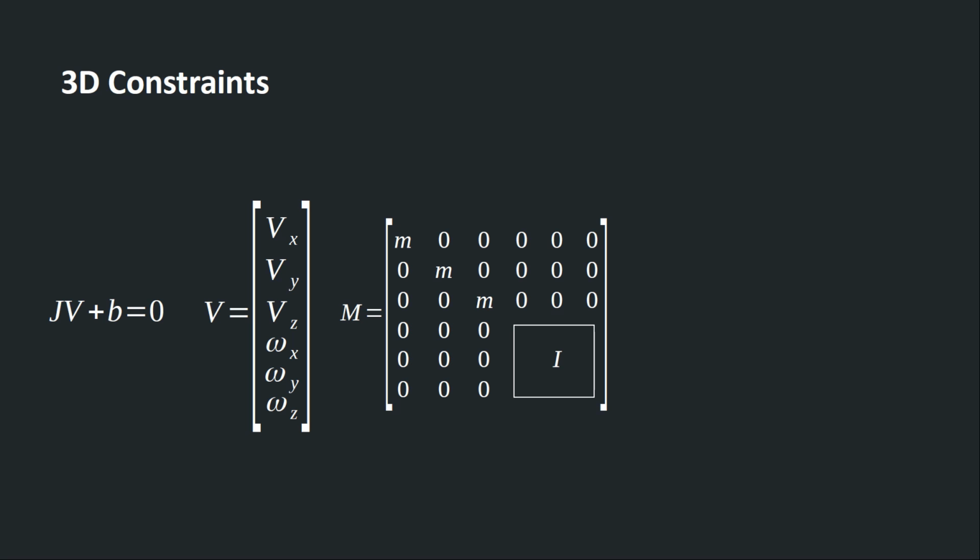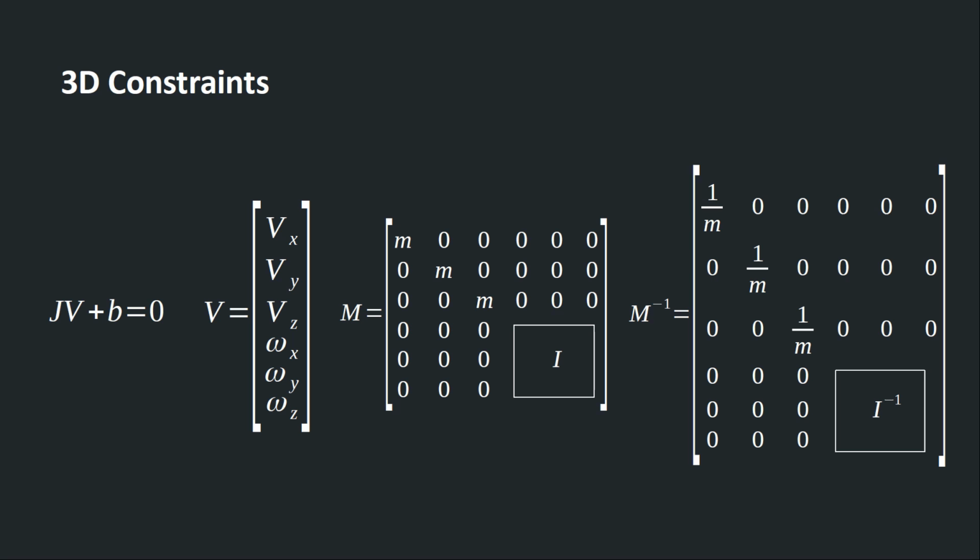And the bottom right part of the mass matrix is a 3x3 inertia tensor. Moments of inertia in 3D are represented using 3x3 matrices. Differently shaped objects would have different inertia tensors. And for inertia tensors for common shapes, you can look it up on Wikipedia. And the inverse mass matrix is simple. You just take the reciprocal of the mass terms on the upper left, and then just invert the 3x3 inertia tensor on the bottom right.